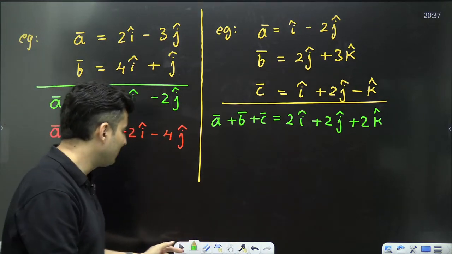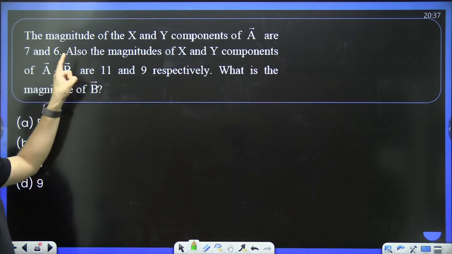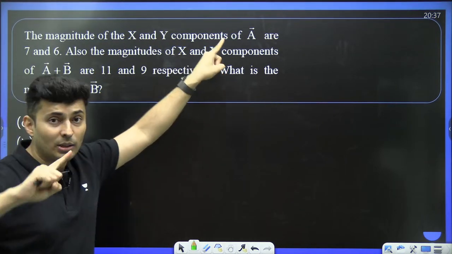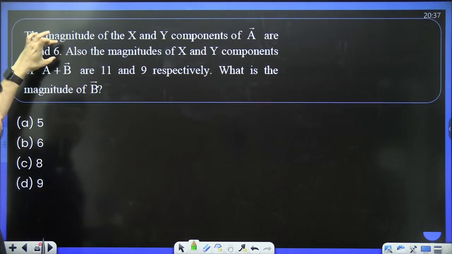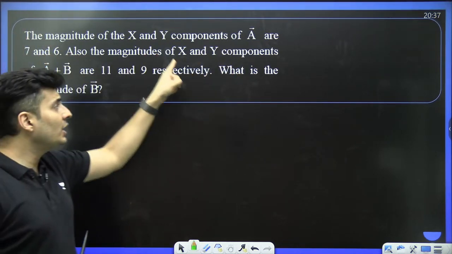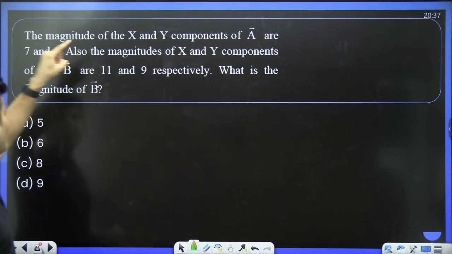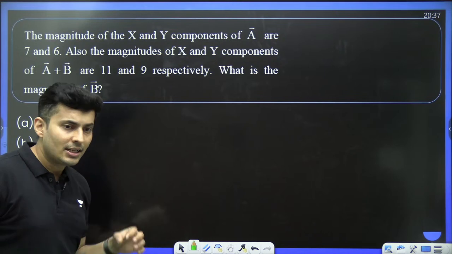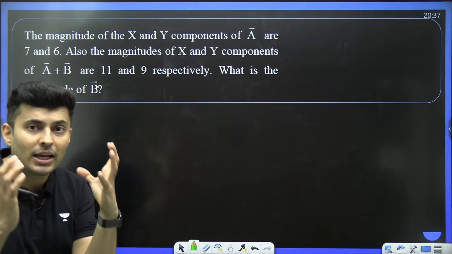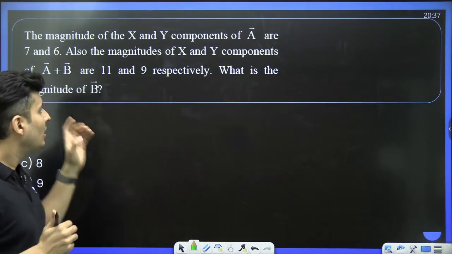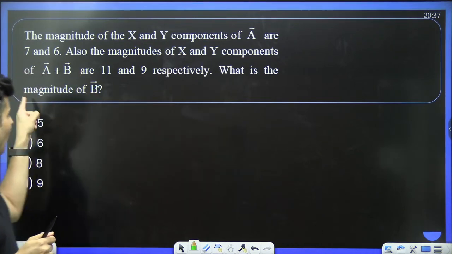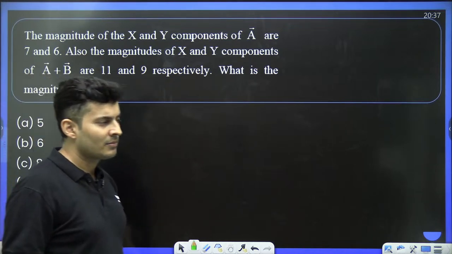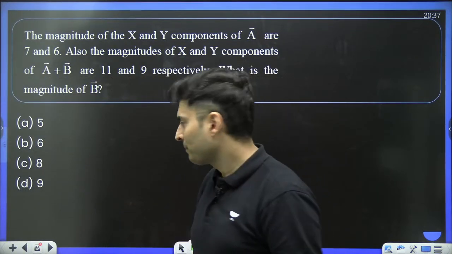Very good. Awesomeness. Let's solve the question then. The magnitudes of the x component and the y component of vector A are 7 and 6 units. The magnitudes of the x and y components of A plus B vector are 11 and 9 units. A vector and B vector together give you A plus B. So the question is, what is the magnitude of B vector? Let's think.